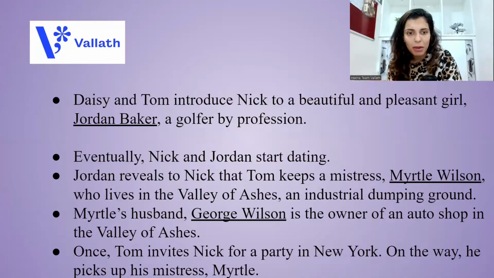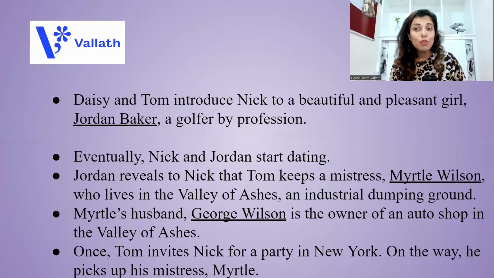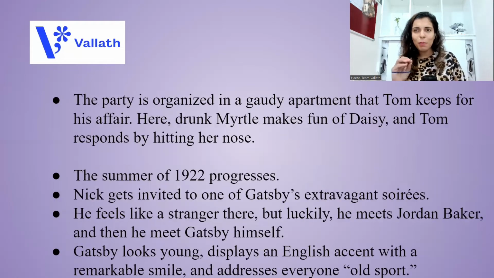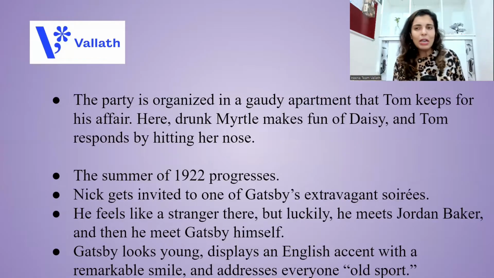So now Nick has come to know that his cousin Daisy's husband, Tom, has an extramarital affair with a woman named Myrtle. Once, Tom invites Nick for a party in New York, and on the way, whom does Tom pick? His mistress, Myrtle. Who else? And this party is organized in a very gaudy, very shady apartment. Tom keeps this apartment for his affair.